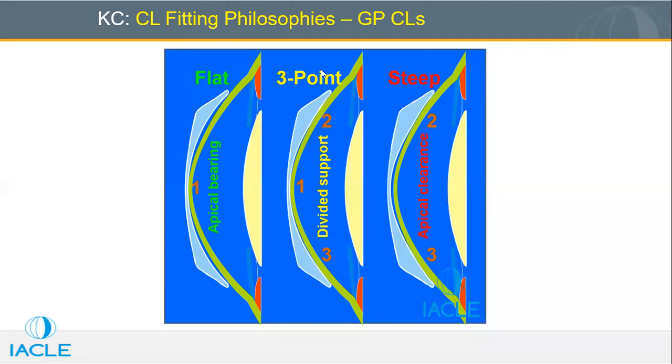But there is a problem with 3-point touch also. So what is the problem with 3-point touch fitting? Even with 3-point touch, the lens is also touching the central part, a very small area of the central cornea.